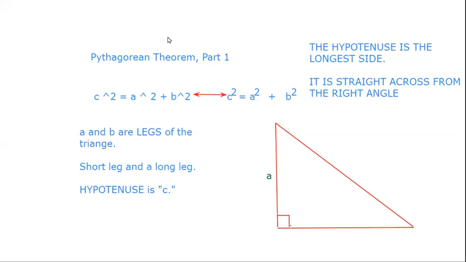Now, for some reason, sometimes it's hard for students to find the side that's straight across from the right angle. So start at the vertex of the right angle and bring your arrow out. There is your hypotenuse, C. That is the longest side of the triangle, and we always call it C in the Pythagorean theorem.